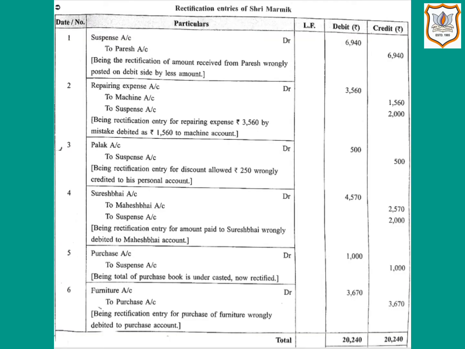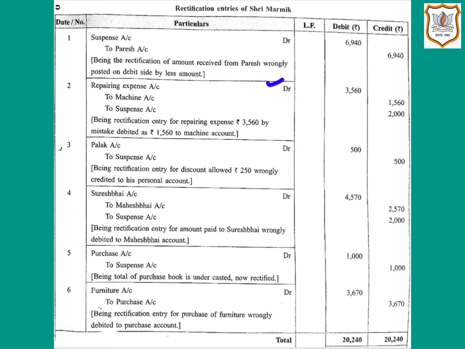Now for this, let us apply the two principles. First one is do what is correct. Here, as rupees 3,560 is paid for repairing expenses, so as per nominal account, repairing expense account should be debited. So as per the principle do what is correct, repairing expense account will be debited by rupees 3,560.